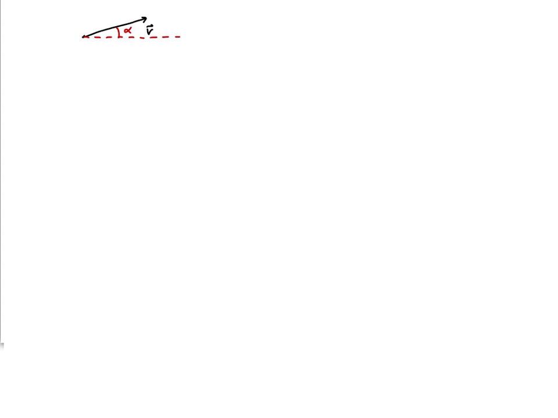So let's find the angle that V makes with the x-axis, and let's call this angle alpha. To find alpha, we just use trigonometry, because tangent of alpha is going to be equal to Vy over Vx. And putting in the numbers for Vy and Vx, tangent alpha is going to equal 2. Solving for alpha, it's going to be 63.4 degrees. So this is the angle V makes with the x-axis.